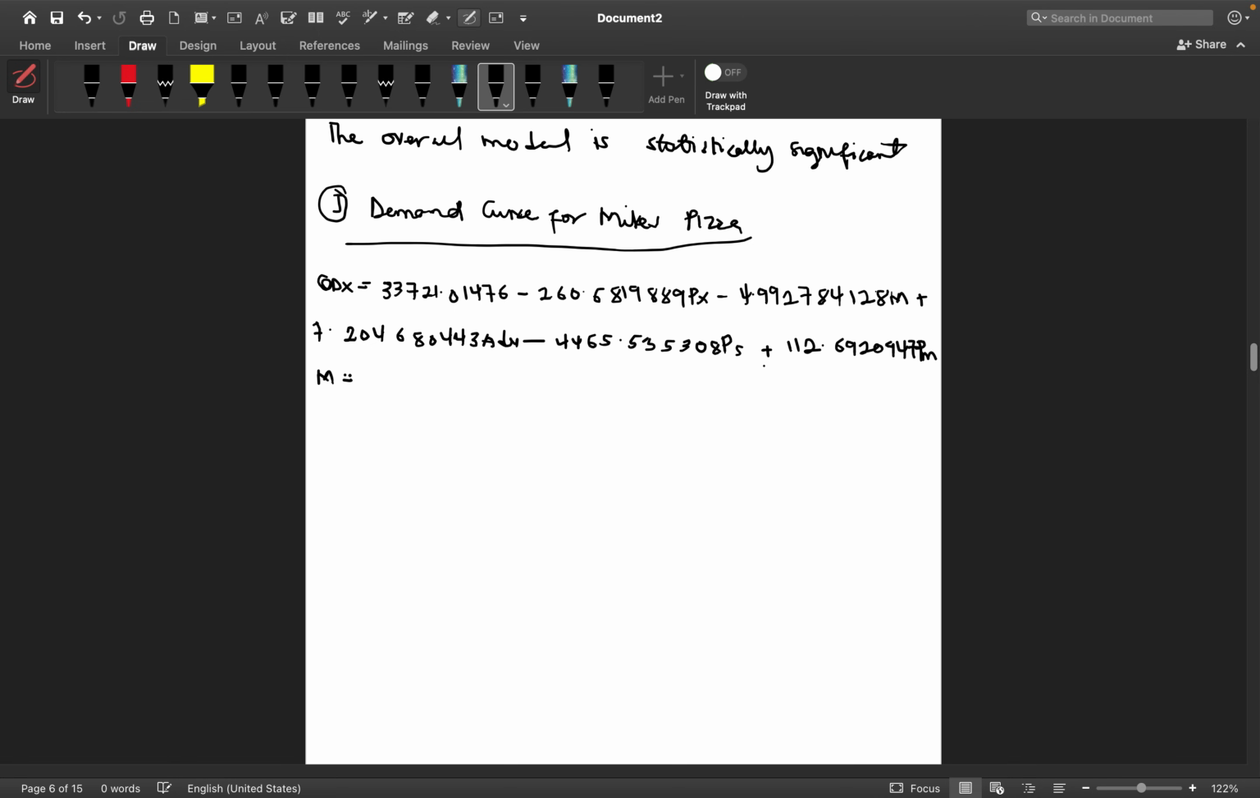Now they said we should find the demand curve. In the question they gave M to be 10,000. They gave Advert to be 1000. They gave Ps to be 2. They gave Pm to be 25.